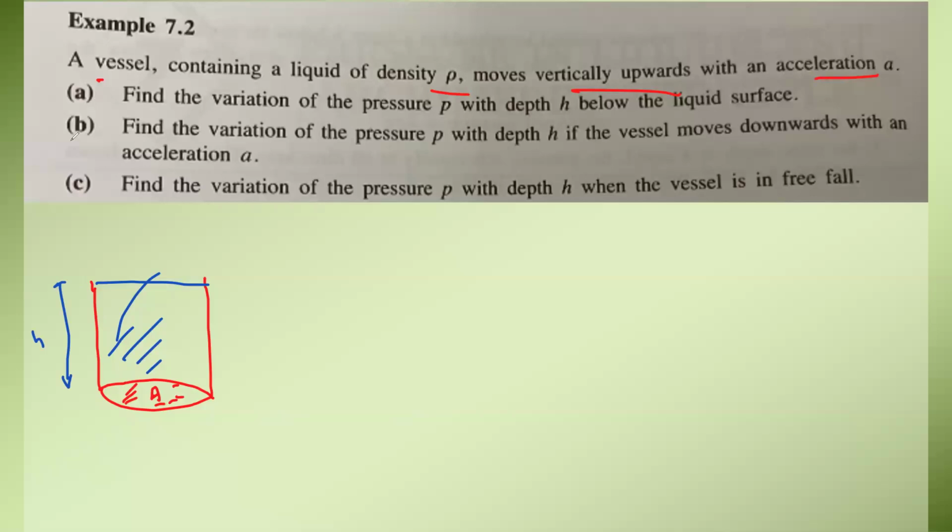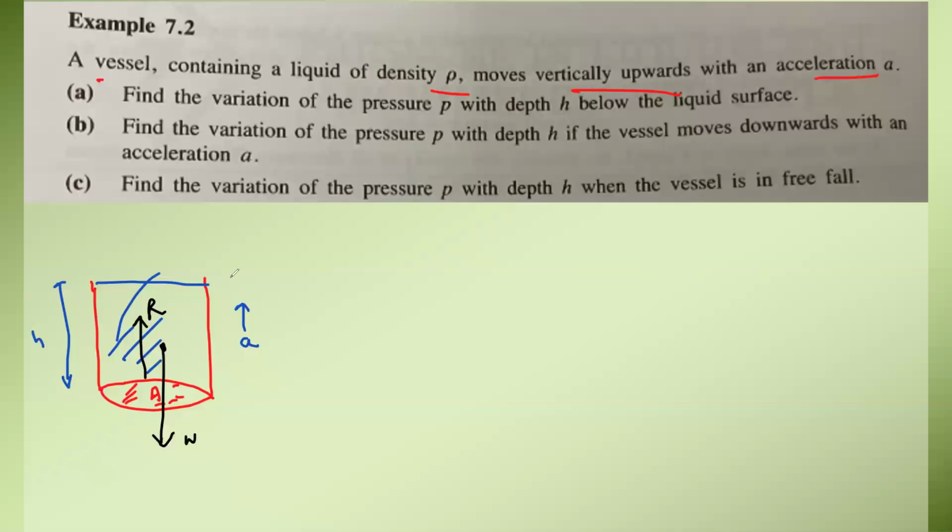And the first example, because we have three different scenarios, A, B, and C. The first scenario is accelerating upward. Now, what are the forces acting? One is the weight of the liquid, which is acting downward. And another one, the liquid is in contact with the surface of the vessel, the base of the vessel. So there will be a normal contact force, R, acting upward.